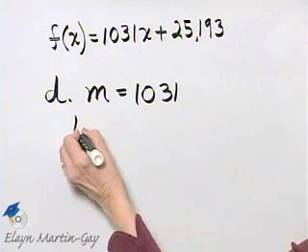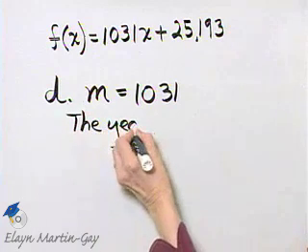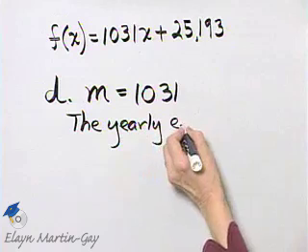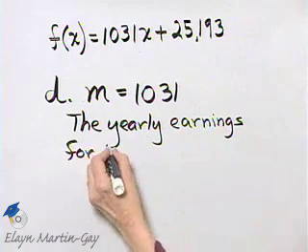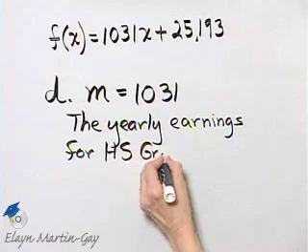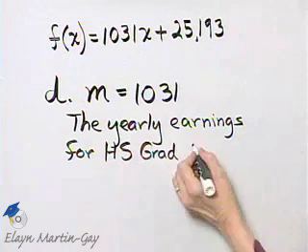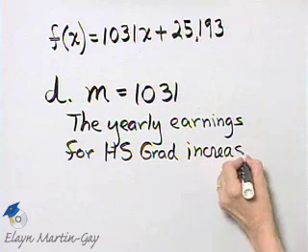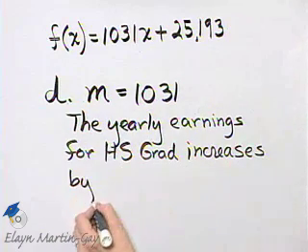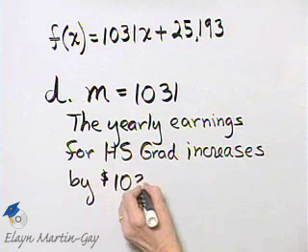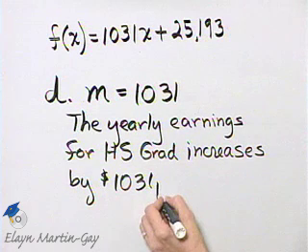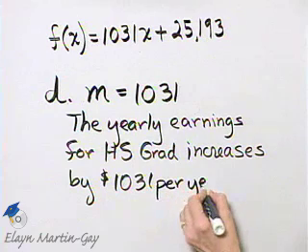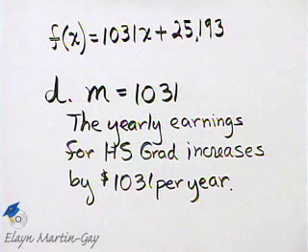So again, what does it mean? It means the yearly earnings for high school graduates increases, because this is a positive number, by $1,031, and it increases by that, of course, per year. Now that's part D. What about part E?